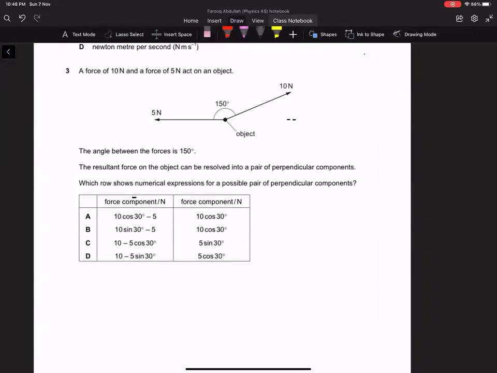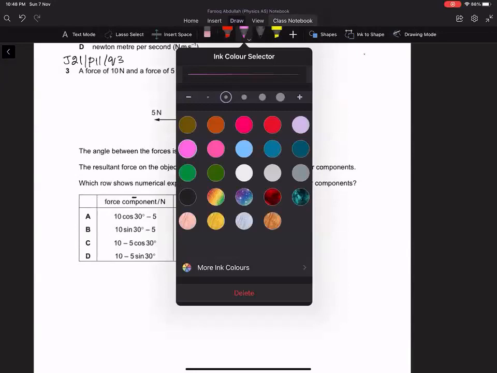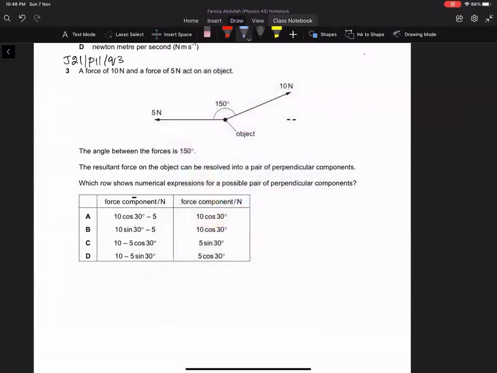It's the June 21 paper, 1-1, and question number 3. In this question, the examiner is asking for the components which are perpendicular to each other.